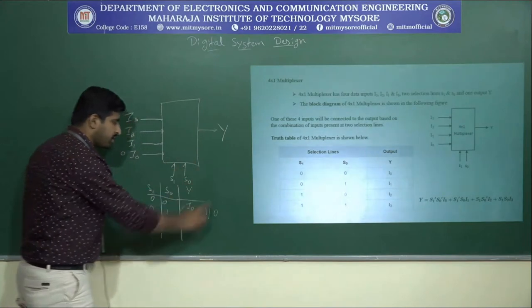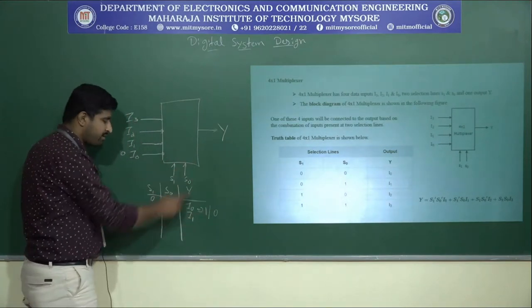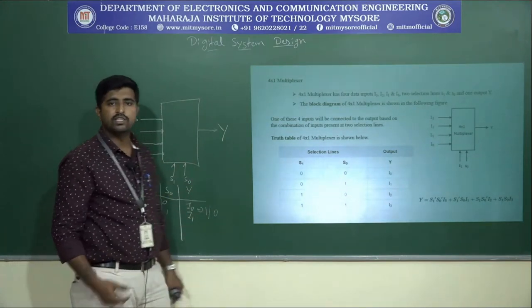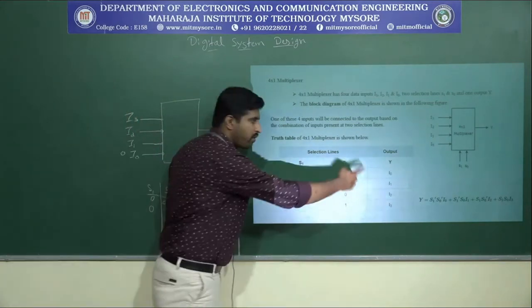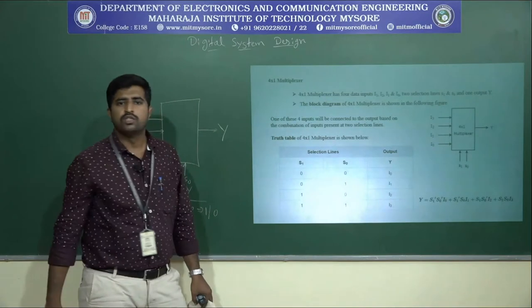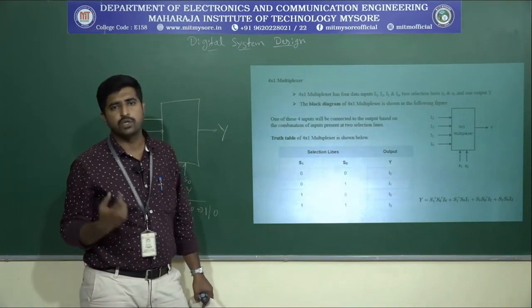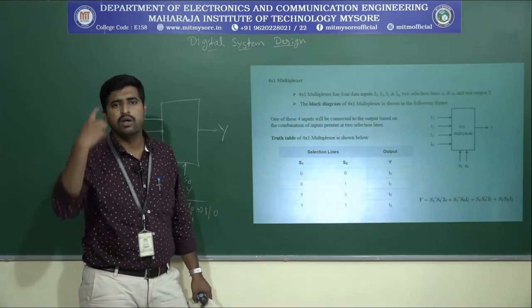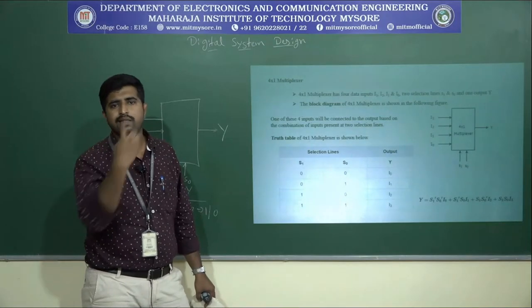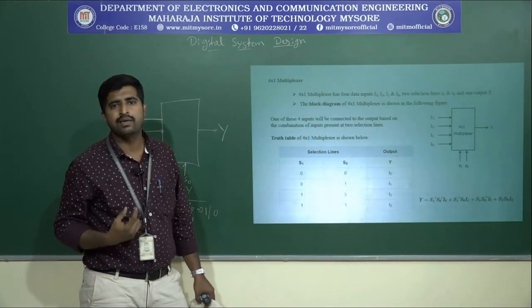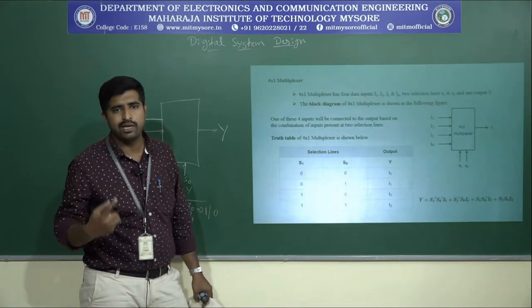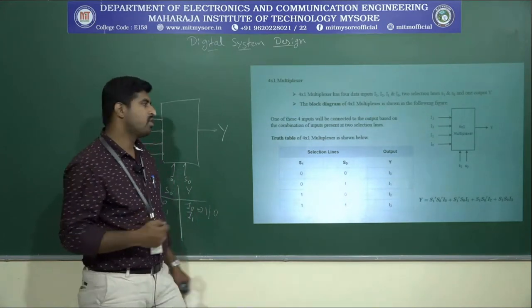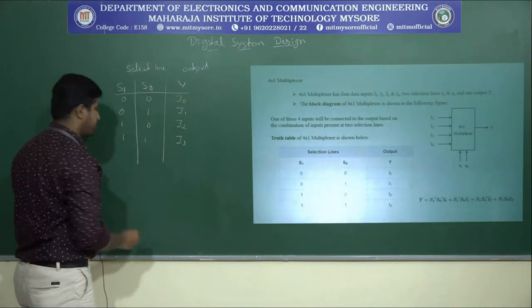Then how to design a circuit? We have a truth table, so let's write the switching equation, and for that we can draw the logic diagram. How to write a switching equation? When we have a logic 1 in the truth table, all those input combinations, the minterms, will be ORed together, and that will give us our Y.